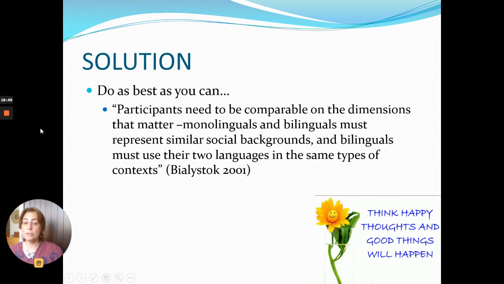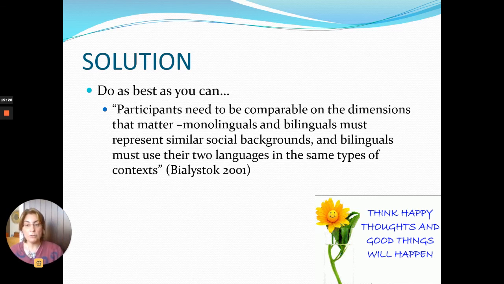Now, I don't want to depress you. I don't want to make you think that then the study of multilingualism or monolingualism or language or anything whatsoever is impossible. The solution is just, well, let's do as best as we can. In the words of Bialystok again, and I'm reading, participants in the experiments need to be comparable on the dimensions that matter. So monolinguals and bilinguals must represent similar social backgrounds, because that matters, whether you're a privileged multilingual versus an underprivileged multilingual, and the way you are judged about your multilingualism matters, and that depends on pretty much your social background.